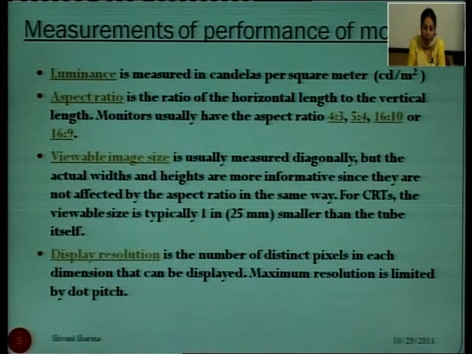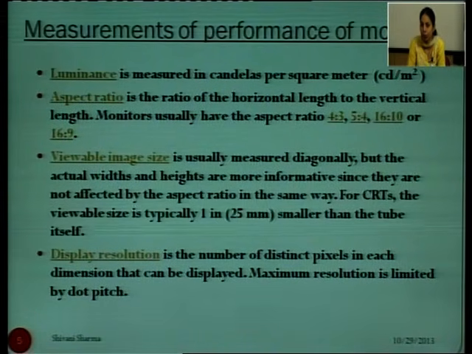Now we will discuss the measurement of performance of the monitor. What are the various characteristics of the monitor? First is the luminance, second is the aspect ratio, third is the viewable image size, and fourth is the display resolution. So, first we will take up luminance.